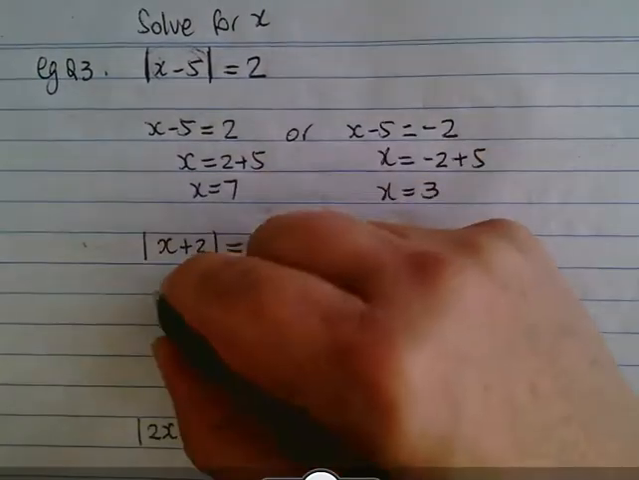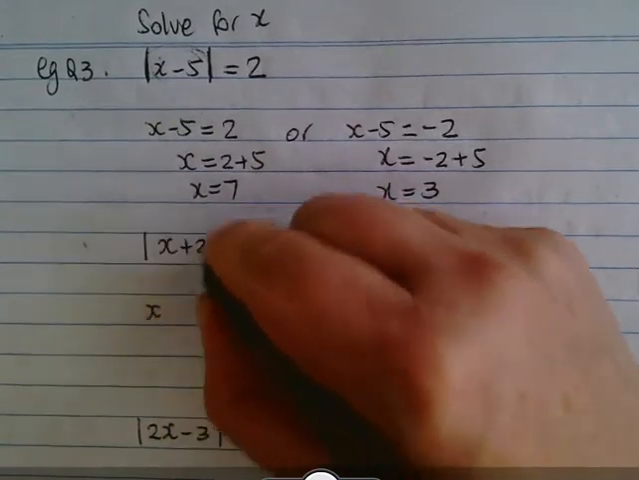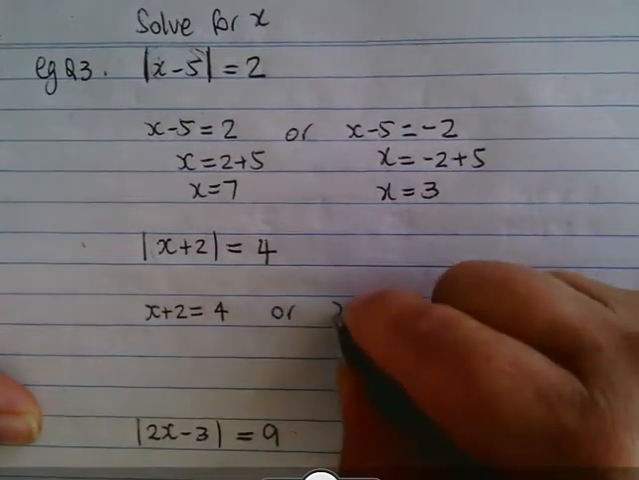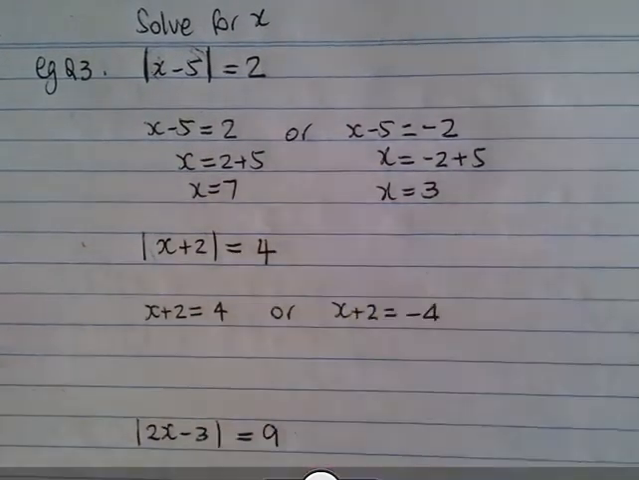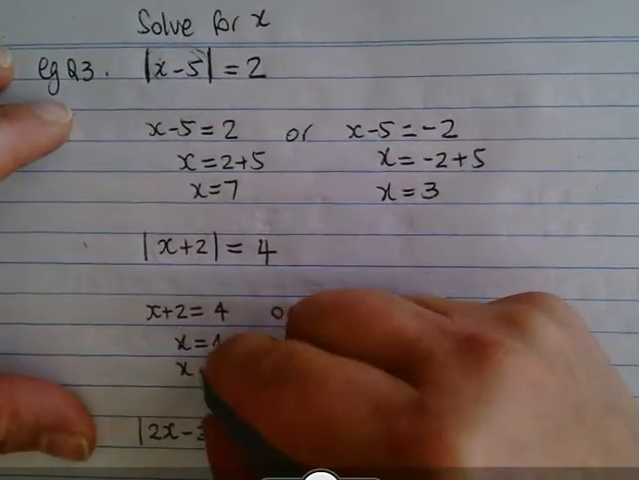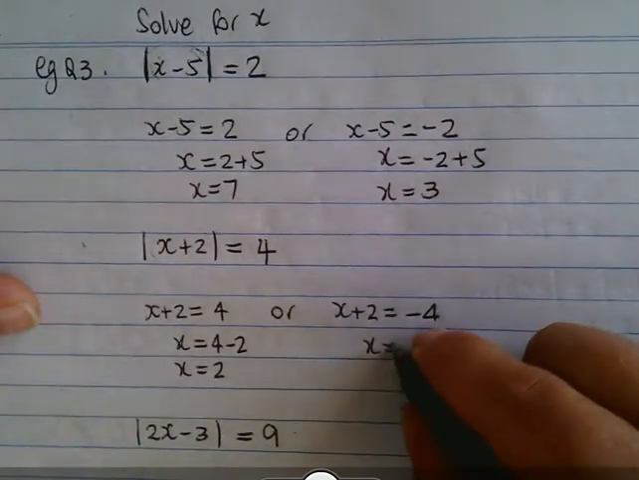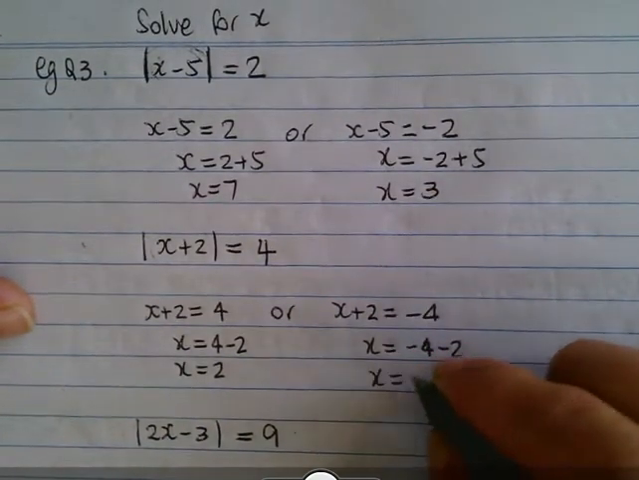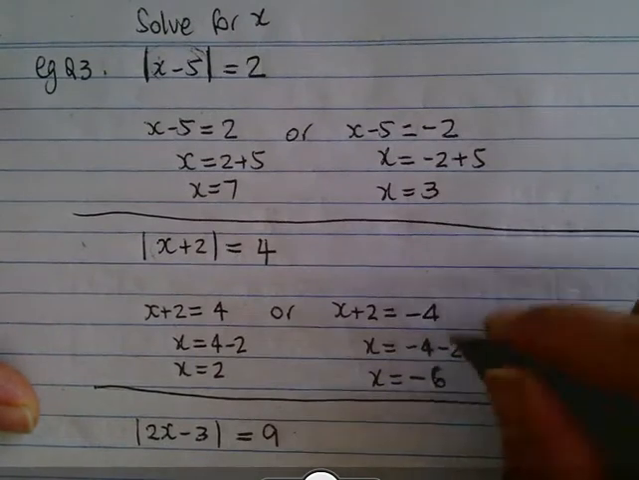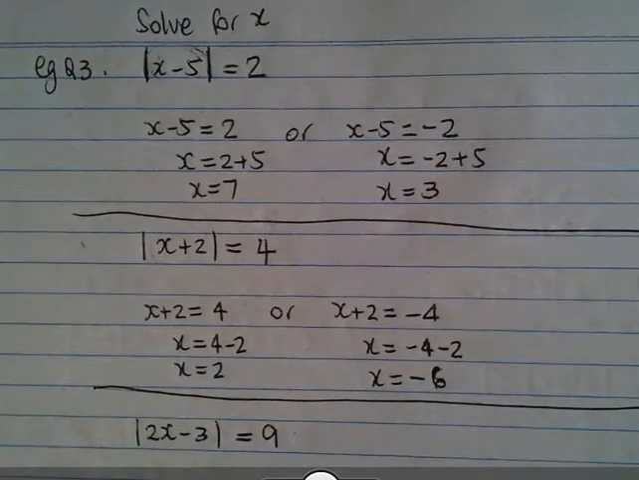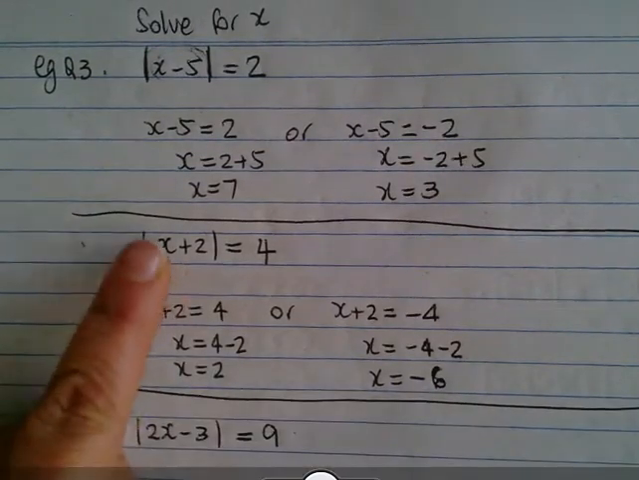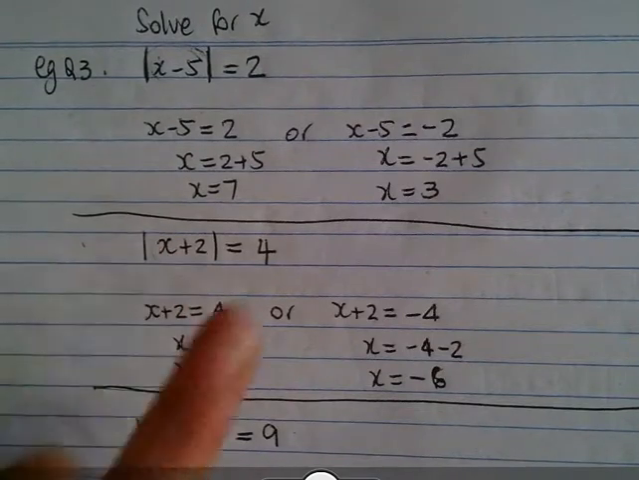So what do I write here now? What are my two equations? That in there could be which two numbers? The x plus 2 could be 4, or the x plus 2 could be negative 4. Okay? We good now? X is 4 minus 2, which is 2. Negative 4 minus 2, which is negative what? Negative 6. Are we good? So if x was 2, 2 plus 2 is 4, absolute value of 4 is 4. And if x is negative 6, plus 2 is negative 4, absolute value of negative 4 is 4.